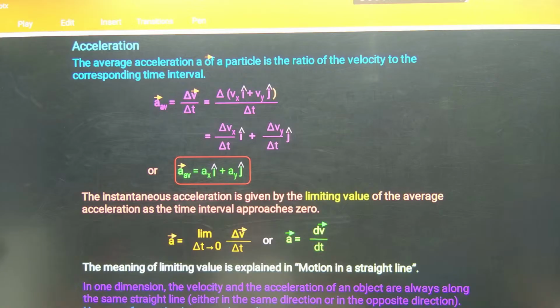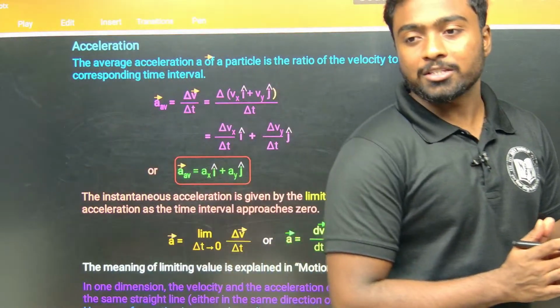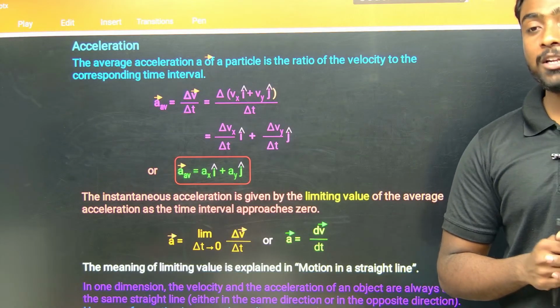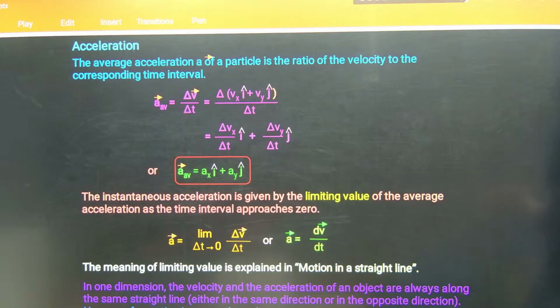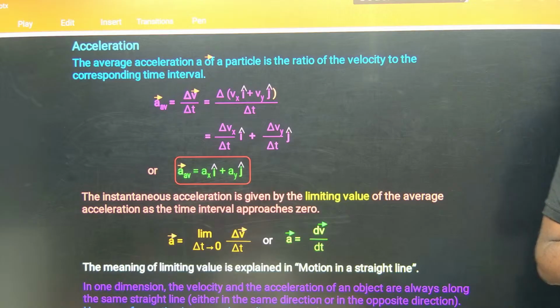So this is the main important point. In a straight line, velocity and acceleration will be in the same direction or opposite direction, but it will be in the straight line. But in a plane or a space, if we consider the velocity and acceleration, the angle they form won't be in a straight line. They may range from 0 to 180 degree.